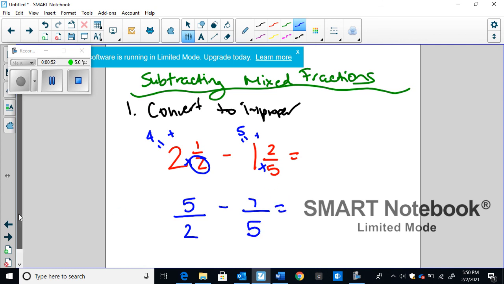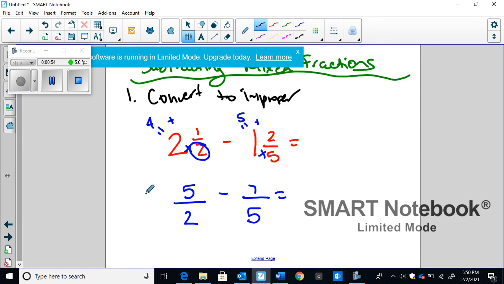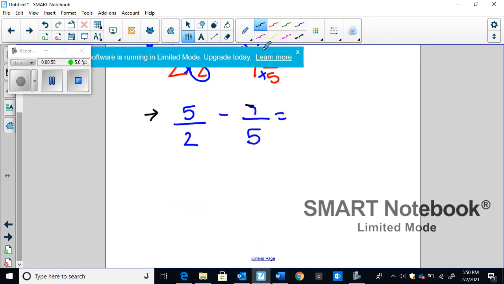So now we have 2 improper fractions. The top is bigger than the bottom. Now the problem is, we want to be able to subtract these fractions, but we learned we need a common denominator. We can't add or subtract fractions whose bottoms are not the same. So I'm going to go, okay, 2 times 5 and 5 times 2. That's going to give me a denominator of 10. So both have the same one.